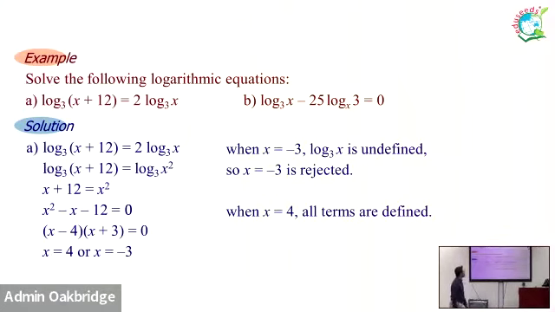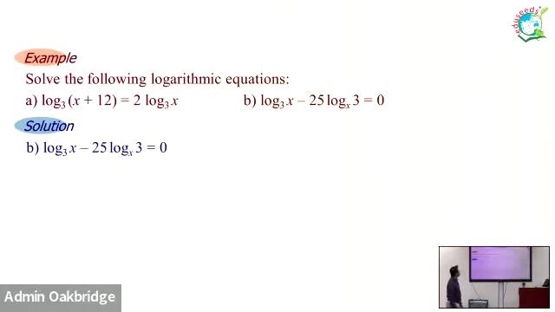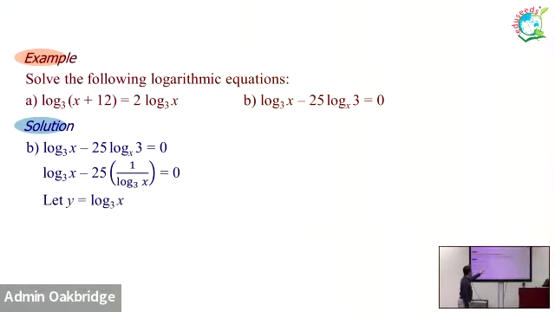The only answer is actually 4. So now we go to B. This one, again, the number in front of log is not 1, but before that, you have to make sure they have the same base. They don't have the same base, all right? Change the base. Then you have this one, all right? And then you can let y equal to this one.